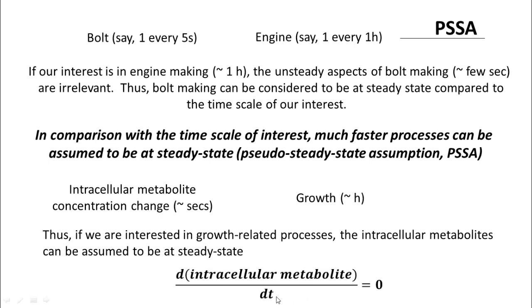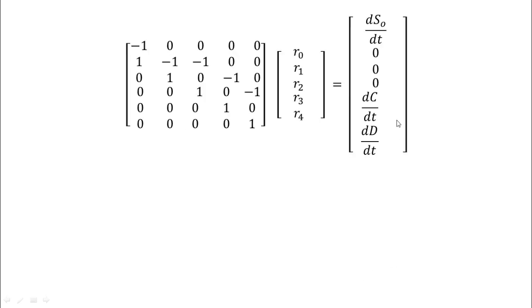All the time derivatives of intracellular metabolites can be set to 0 by the pseudo steady state approximation if we are interested in growth related processes, which we are: growth and product formation in the case of a bioreactor. Definitely we are interested only in such processes, and in such a case we can directly take the intracellular metabolite variations with time to be 0, or this process to be at steady state. If we do that, then the intracellular metabolites A, B, C can be directly put to 0. The other rates are extracellular metabolites.